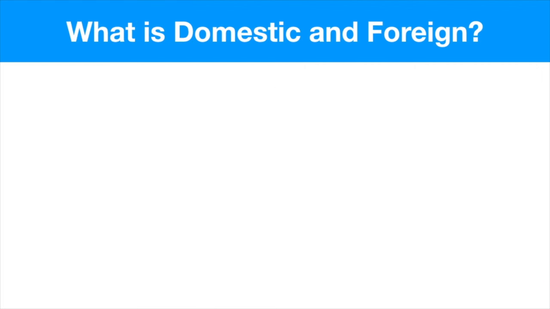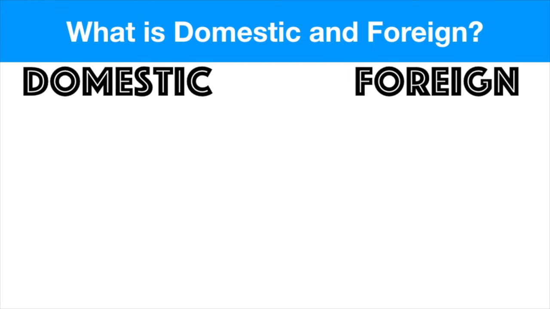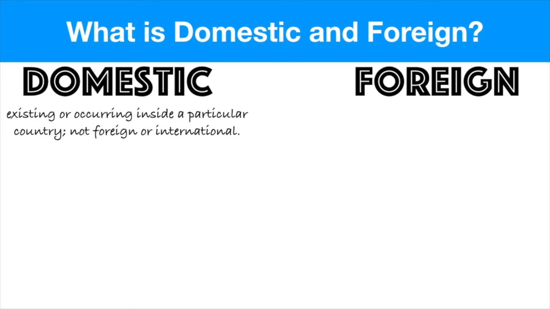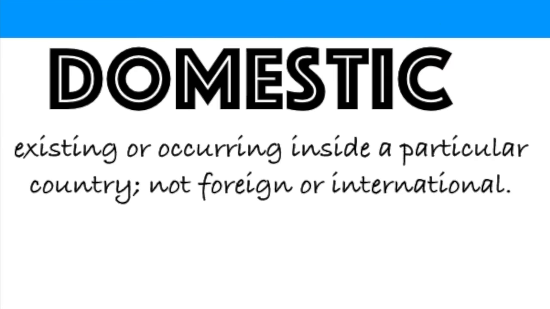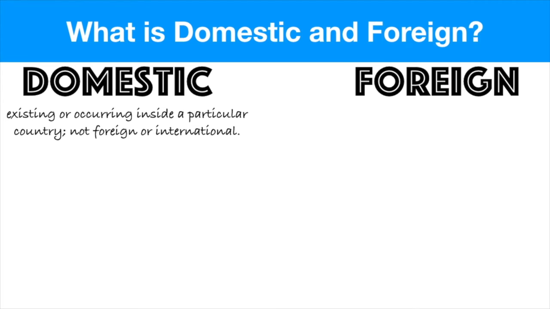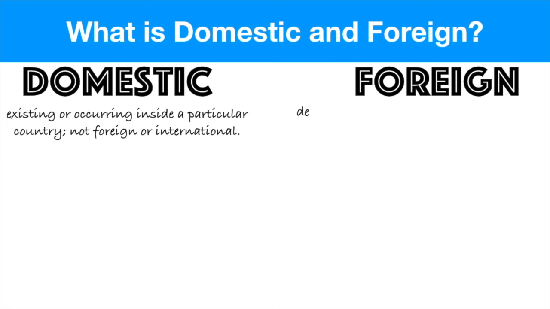All right, our first goal again is to understand the word domestic and the word foreign. We've seen the word domestic as a vocabulary word when we were looking at the preamble of the Constitution. Remember, domestic tranquility. And so we can define domestic as existing or occurring inside of our country. Think of it as anything that's happening within our country. So the domestic production of goods are goods made here in the United States of America.